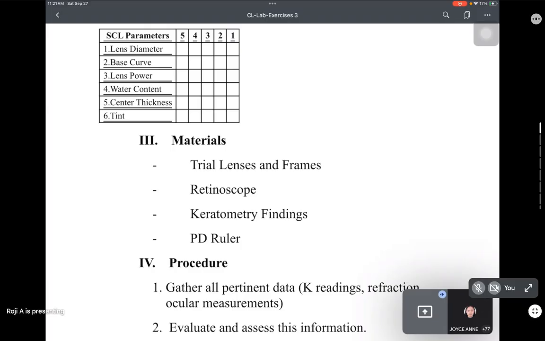What do you remember about center thickness? Center thickness affects the oxygen permeability. The thicker it is, the less oxygen gets into the cornea. Okay, is it permeability or transmissibility? Transmissibility, sorry. Okay, okay.